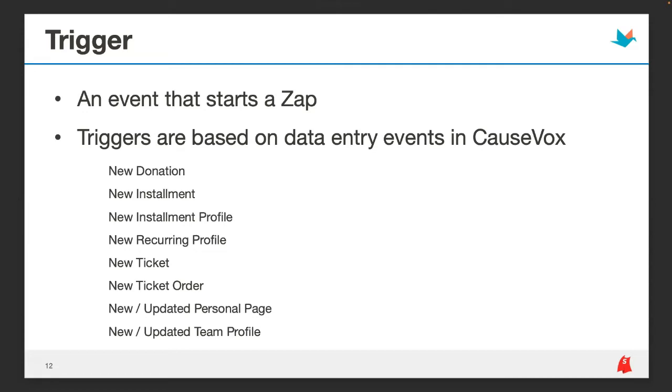Now, the time it takes for a trigger to run in Zapier, based off of that event in CauseVox, depends on your Zapier plan. But generally, your Zap will trigger to run in less than 5 minutes from the time of the event in CauseVox.